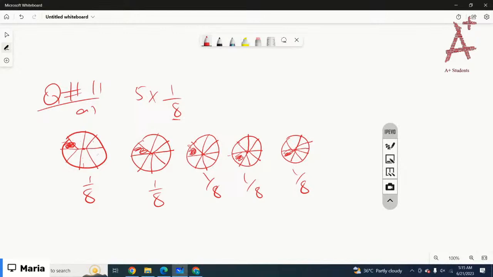Got it? And when you multiply them, it would be 5 over 8. And so their product equals, you can have a circle 1, 2, 3, 4, 5, 6, 7, 8, and 5 over 8 means 5 of the portions are colored. This one is 5 over 8. Got it? That's what you have to do with the question.